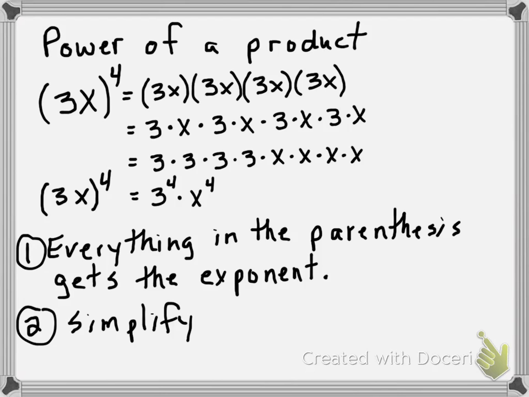Okay, now there's nothing you can do to simplify x to the 4th. That's simplified. Okay, but when you have a number like this, 3 to the 4th, we can simplify that. So we need to simplify that to 81 x to the 4th. Okay, and that's how I do a power of a product. I do everything in the parentheses gets the exponent, and then if I have anything that I can simplify, I simplify it. So my answer is 81 x to the 4th.